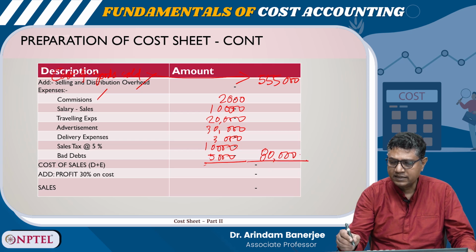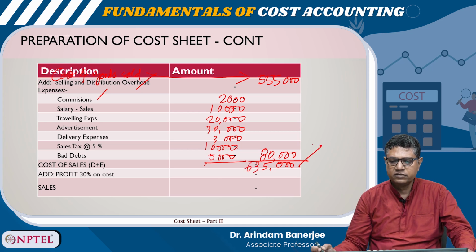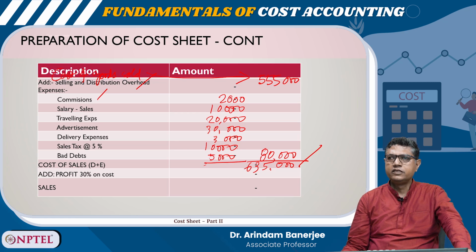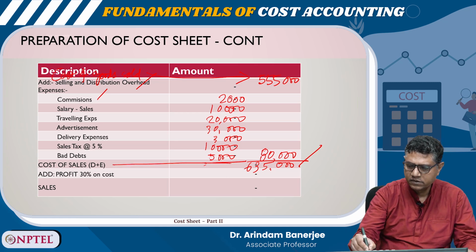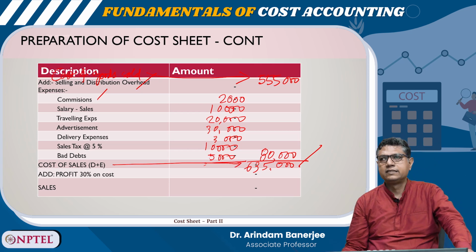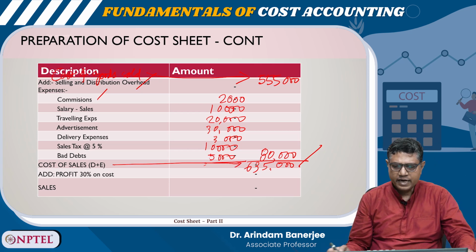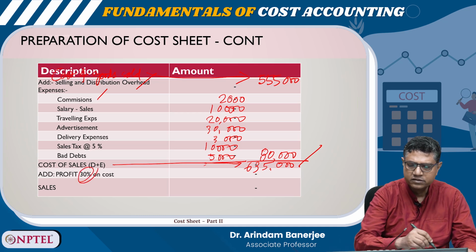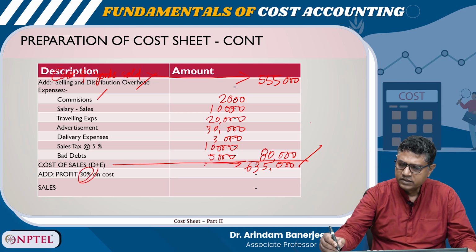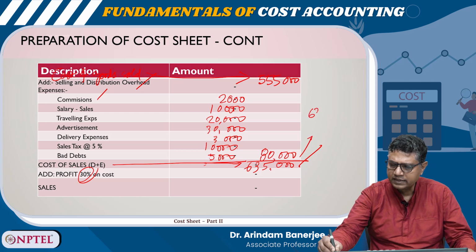So, cost of sales is how much? I can add these two. So, it is 6,35,000. This is my cost of sales, right. On that I am taking 30% profit. So, I can calculate 6,35,000 into 30%.